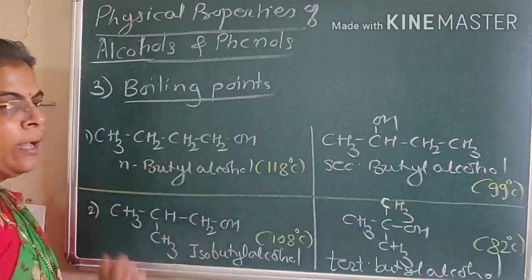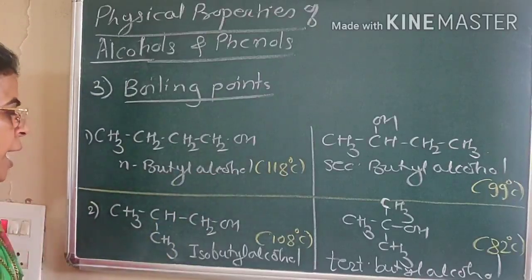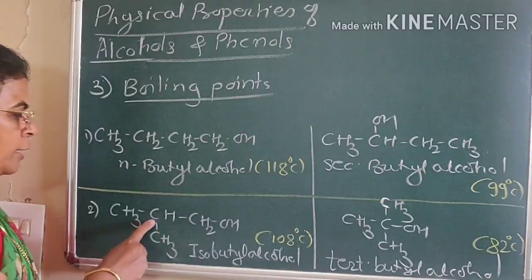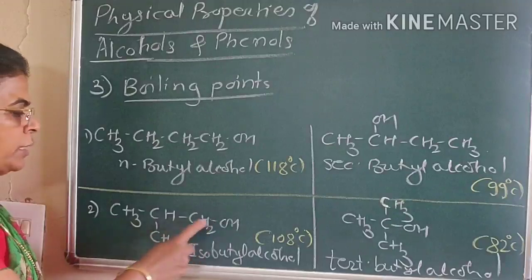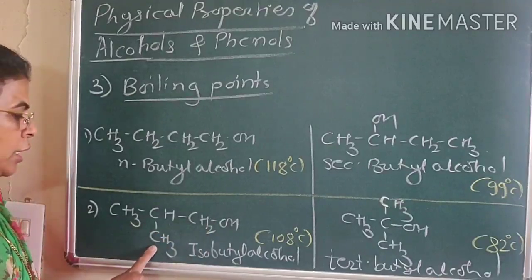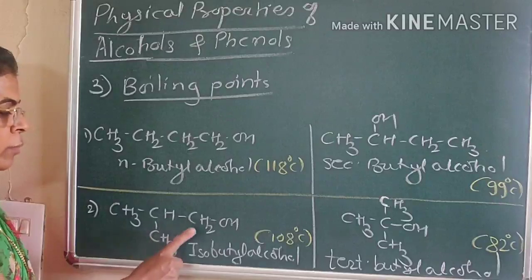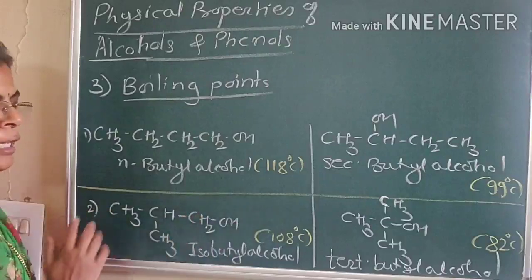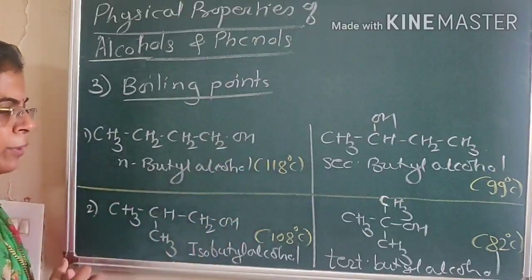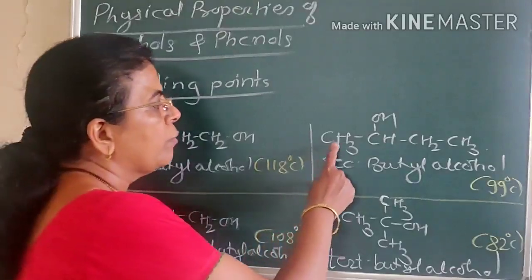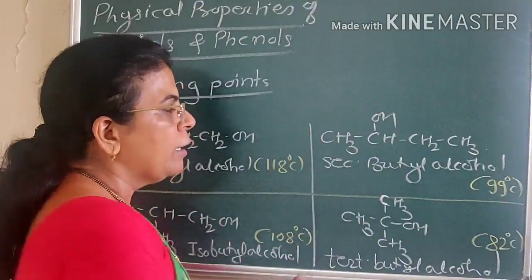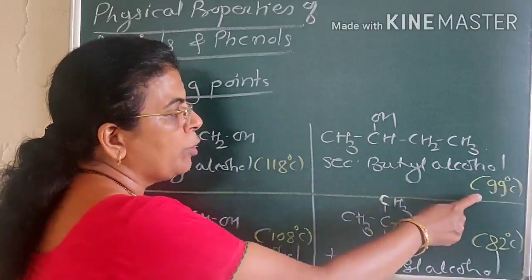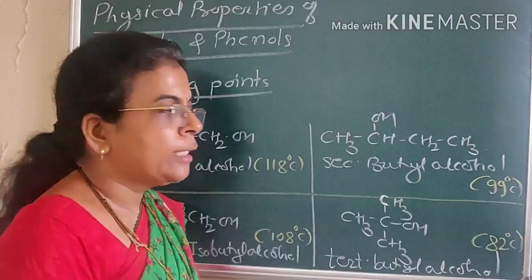That is, here the surface area of this molecule is increased. But as the branching increases, for example, isobutyl alcohol, here 3 carbon atoms and the hydroxy group are in a straight chain and 1 methyl group is branched. Therefore, the boiling point of this compound is 108 degrees Celsius. That is, here surface area decreases. Now if we take the example of this compound, here all 4 carbon atoms are in a straight chain, only the hydroxy group is branched. It is secondary butyl alcohol. The boiling point of this compound is 99 degrees Celsius.